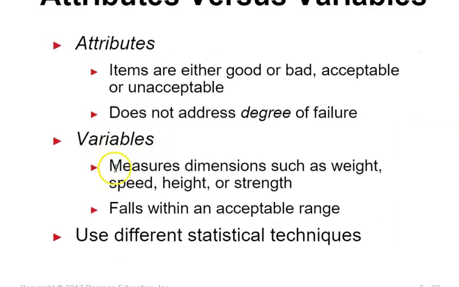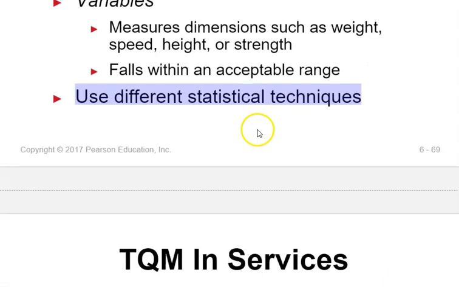But variables measure dimensions such as weight, speed, height, strength, continuous and categorical, right? Continuous and group. And it falls within an acceptable range. They use different statistical techniques.